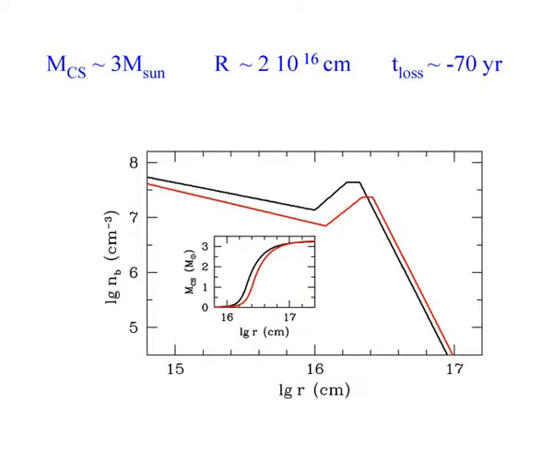We see that in this case, the envelope is much more extended than in the case of 94W, where we have 10^15 here. We have an order of magnitude larger. And since we know the wind velocity, we know that this shell should be lost 70 years before the supernova explosion.